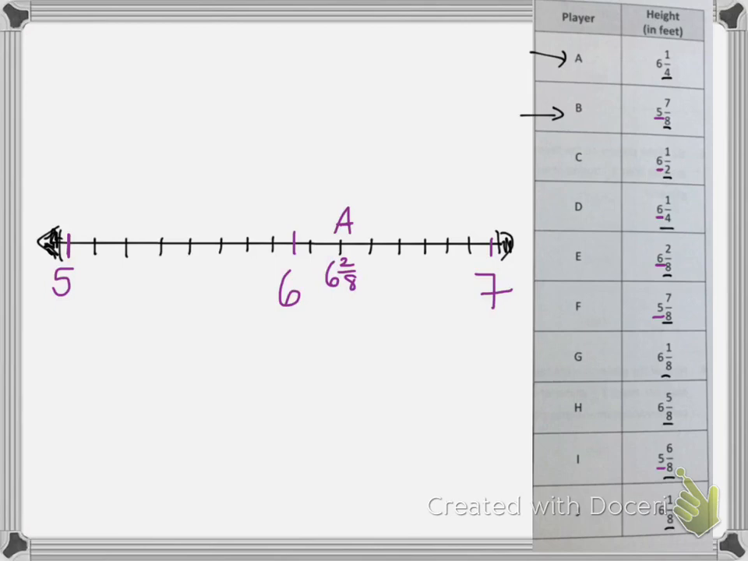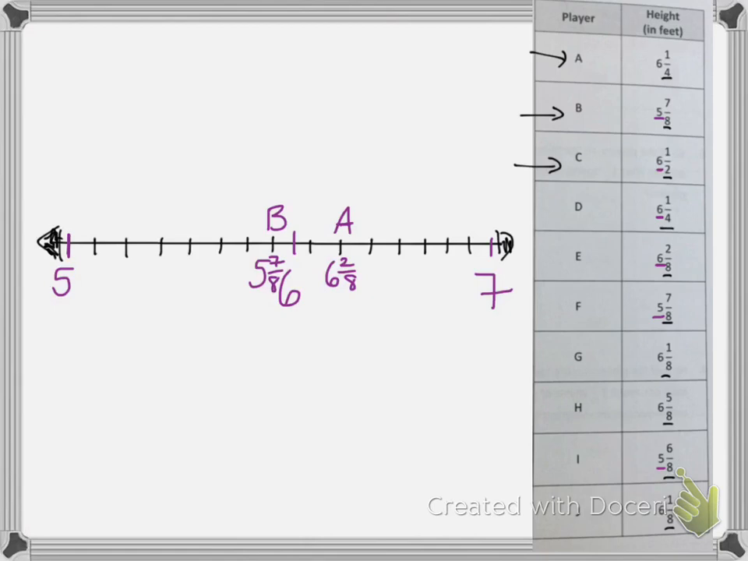All right, let's look at 5 7/8. Well, that's not too bad. I have 5 7/8 right here, and that's where B is going to go. Let's try 6 1/2. So you should know that 6 1/2 is 4/8.